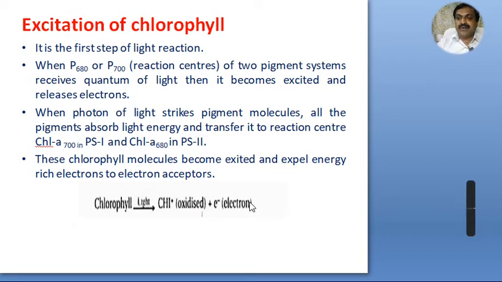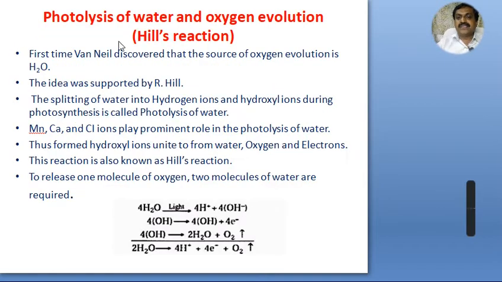After the lapse of 10 to the power of minus 8 seconds, the chlorophyll, which is in the excited state, now comes back to its ground state. Why does it come back to its ground state? Because it has lost its energy in converting light energy into chemical energy. That is why light reaction is also called photochemical reaction, where light energy is converted into chemical energy. Now, the next step is called photolysis of water and evolution of oxygen.